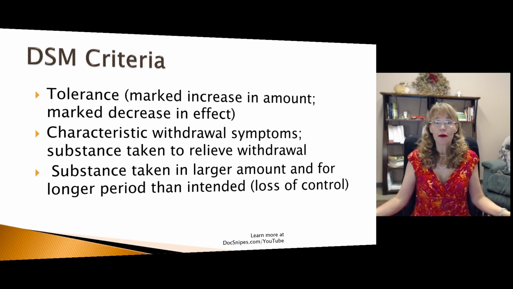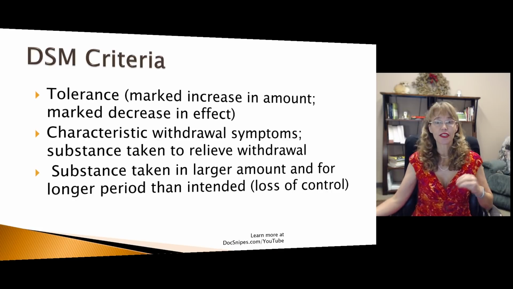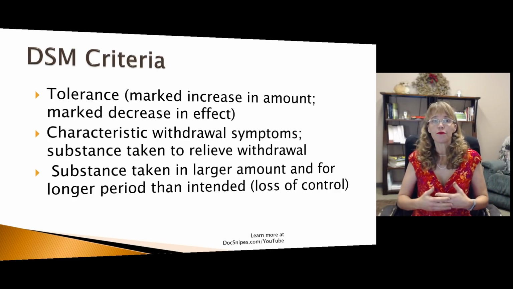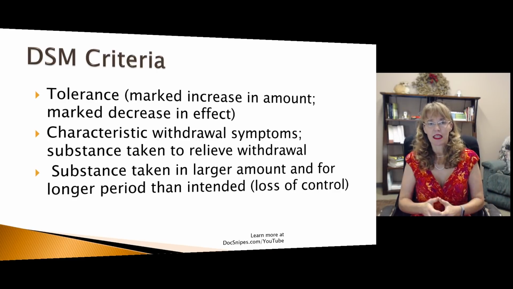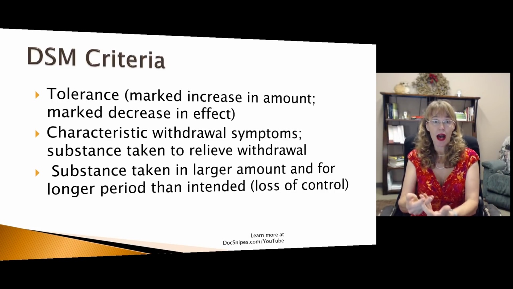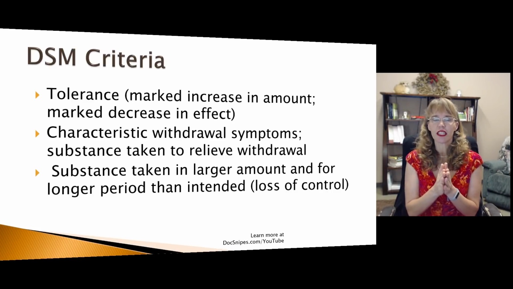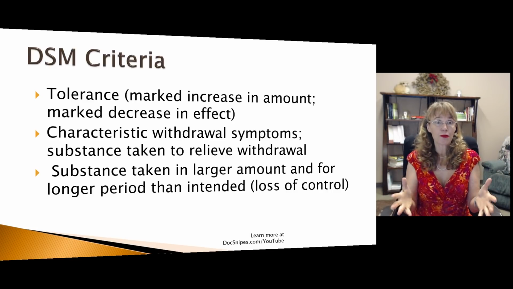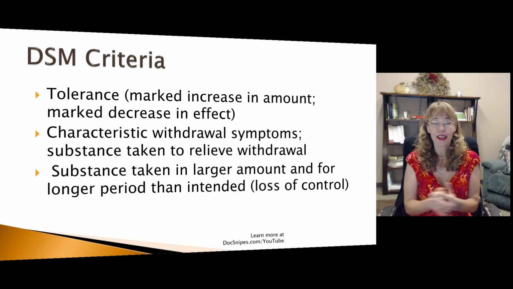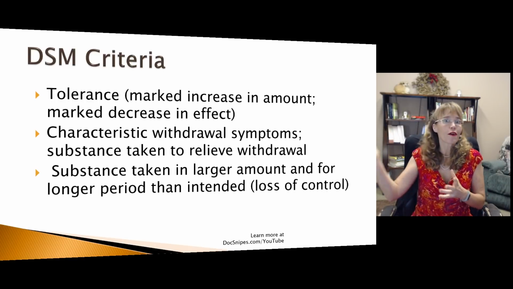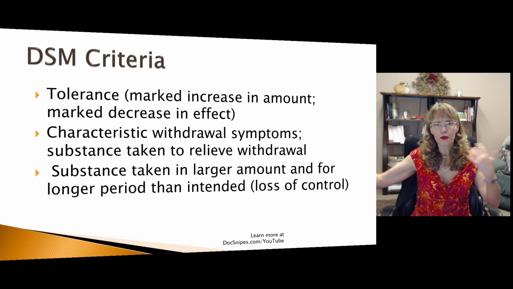So let's talk about the DSM criteria for addiction. Tolerance, that means a marked increase in amount or a marked decrease in effect. So with substances, people need to drink more in order to get the same buzz or use more to get the same high. When we talk about behavioral addictions, people need to engage in riskier behavior. Gambling, they need to spend more money or play riskier games. Sex, they engage in higher risk behaviors. Pornography's the same way. And we'll go through a lot of these later.